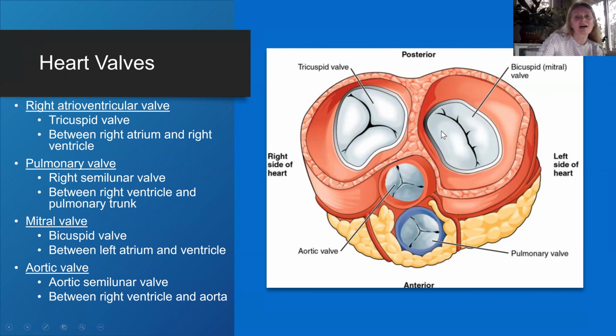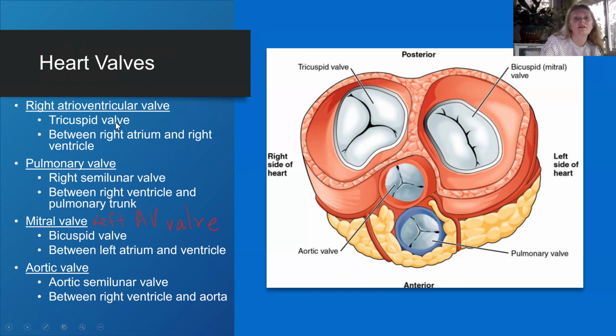Okay, so here are our valves. We have right AV valve. We have pulmonary, mitral, and aortic. Okay, and they just call it mitral valve, but it's a left AV valve. So let's put here left AV valve. Yeah, it is called mitral valve, right? Or bicuspid valve. So right AV valve, left AV valve, between atria and ventricles, pulmonary valve, and aortic valve.